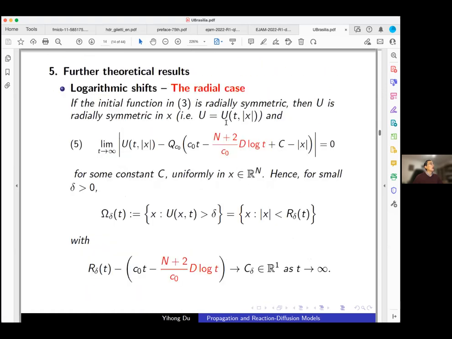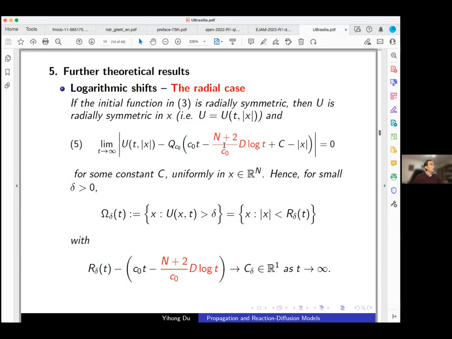So if you look in high dimension for radially symmetric solutions, indeed, you can prove that the solution converges to the traveling wave with the minimal speed C0 in that way. That is a much more accurate estimate. And this small o(t) term actually is figured out using this log t rate and with these coefficients, diffusion rate D, dimension N, and these same C0.